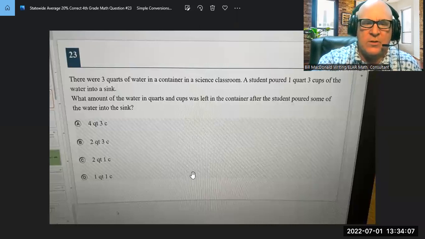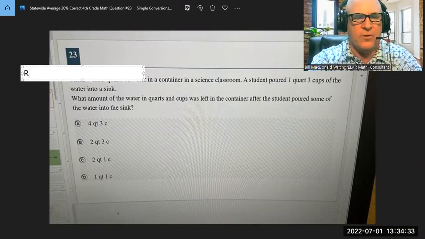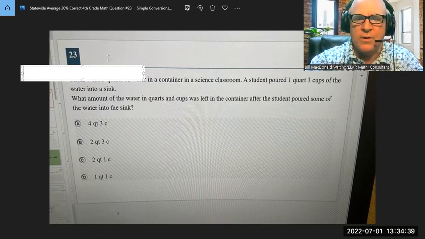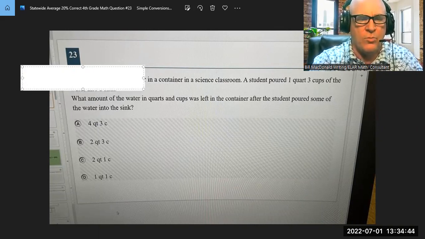As you can see, it was number 23 on the 4th grade test from May of 2022. And I'm going to give you a suggested guideline on what your kids could do. The first thing, I'm going to make it in white over here. I'm going to use up the space so I can keep my space free. I'm writing the word rules.